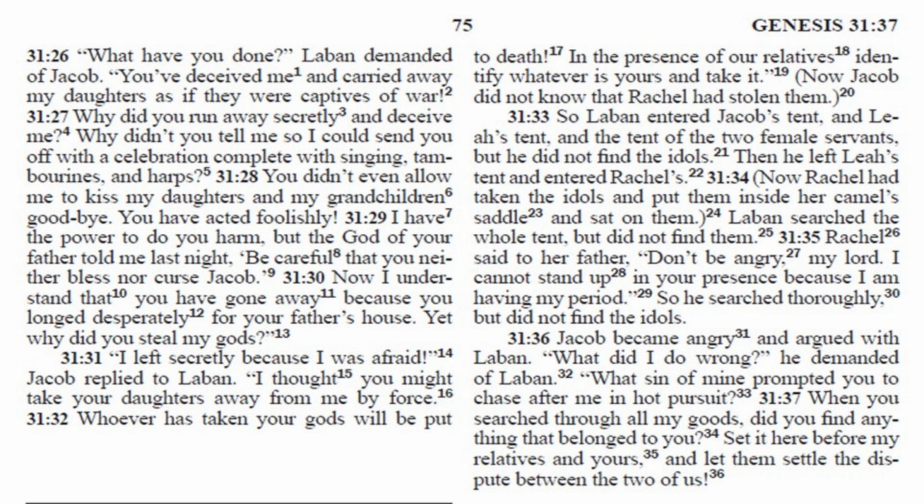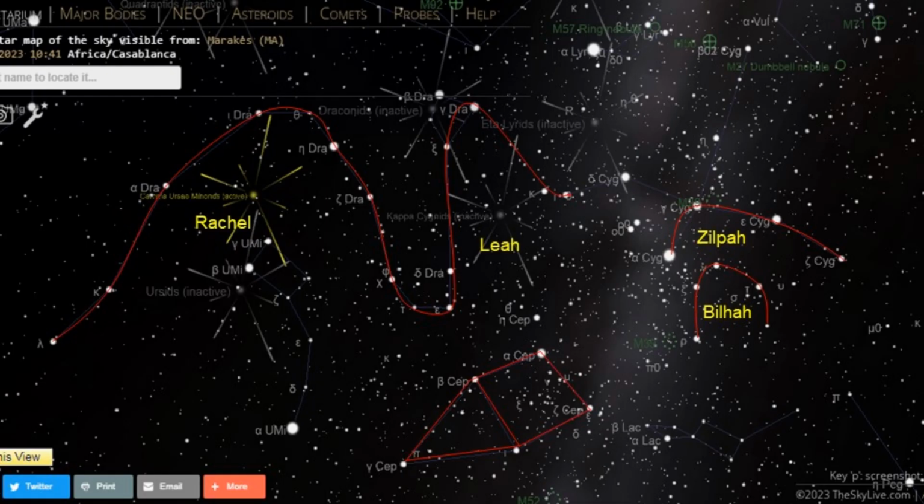According to the verse number 33 to 35, Laban searched Jacob's tent and the tents of his wives but did not find them, as Rachel had hidden them inside the camel's saddle and sat on it. Let us identify the tents of Jacob's wives first. As you can see in this picture, the constellation Draco represents the tents of Jacob's wives.